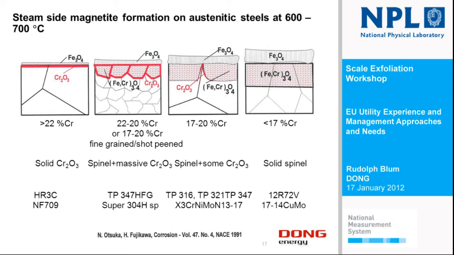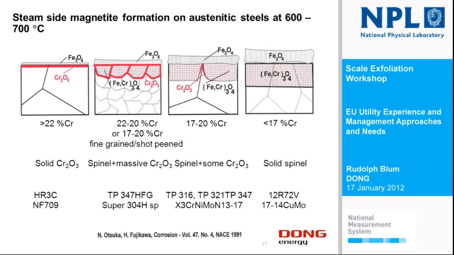You will have a very thin layer, which will also exfoliate, but now we are talking about a smaller quantity. And of course, if you go above 22 chromium, you will have nearly nothing, but that is very expensive material. If you go for the fine-grained or shot-peened material below 20% chromium, it's a fair solution, and that's definitely what we want to do.